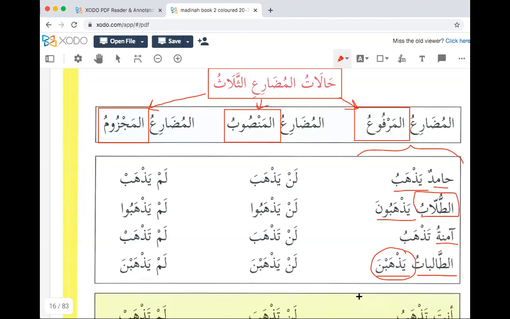Lan, for example, comes and changes it to mansub. Or lam, for example, comes and changes it to majzoom. But originally, in its inception, it is marfu'. So even this verb here, with noon and niswa, as we know, it freezes the verb and makes it into mabni.